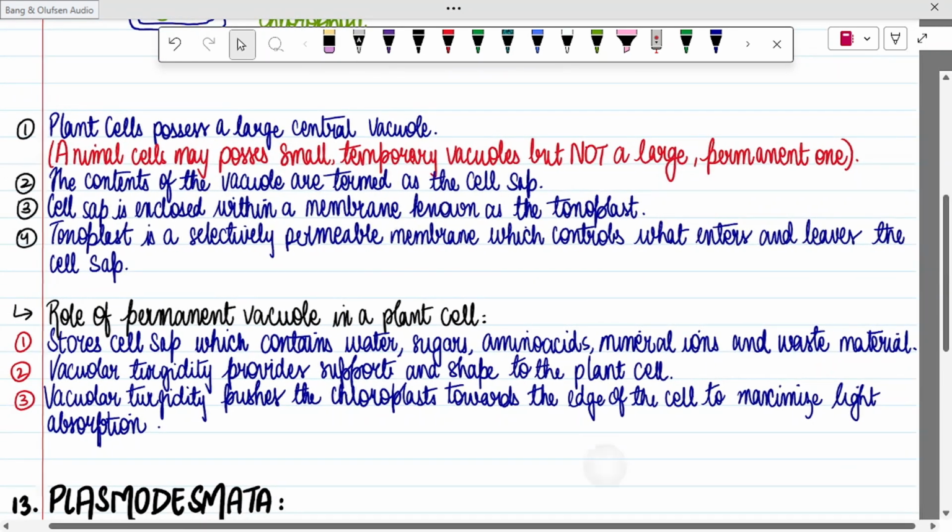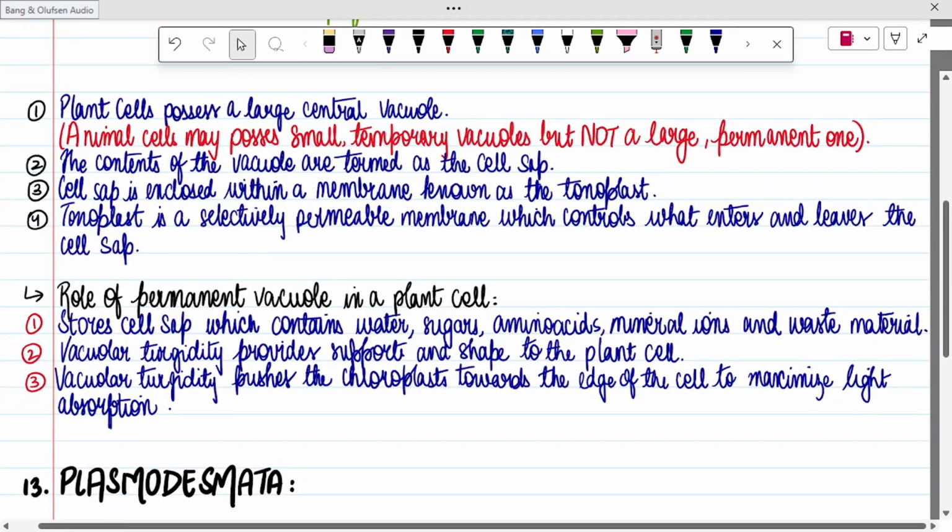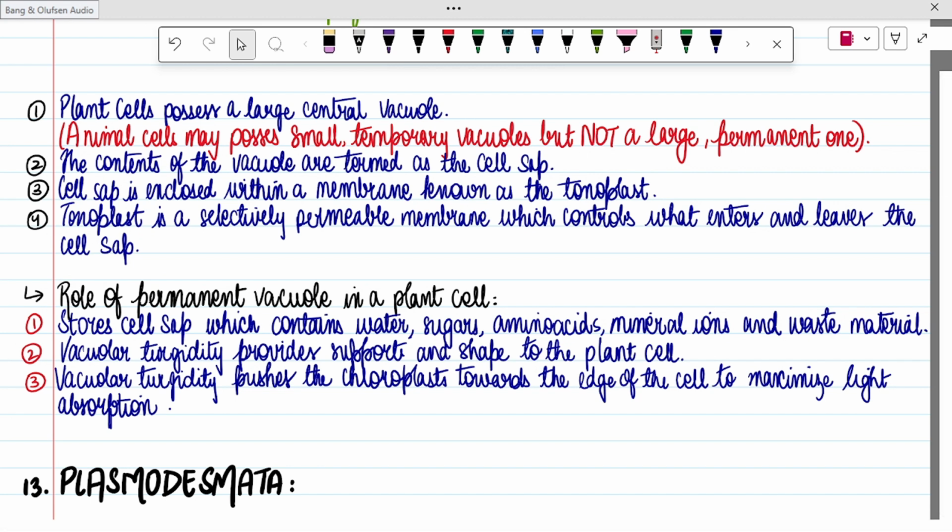Role of a permanent vacuole in plant cell: it stores cell sap which contains water, sugar, amino acid, mineral ion and waste material. Vacuolar turgidity provides support and shape to the plant cell. Vacuolar turgidity also pushes the chloroplast towards the edge of the cell to maximize light absorption for the process of photosynthesis. अगर कहीं भी कोई difficulty आ रही है, you can open your mic and let me know. So yeah, I'll re-explain the concept to you.